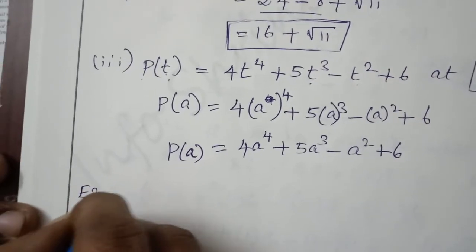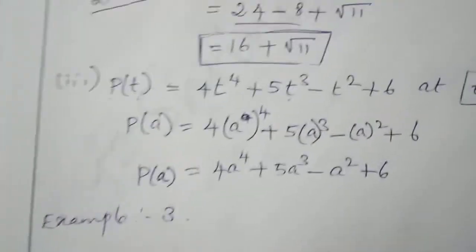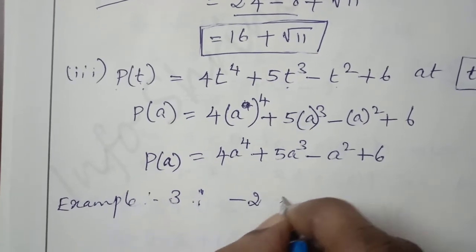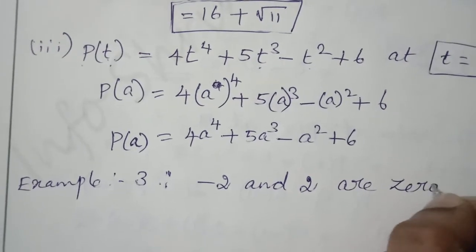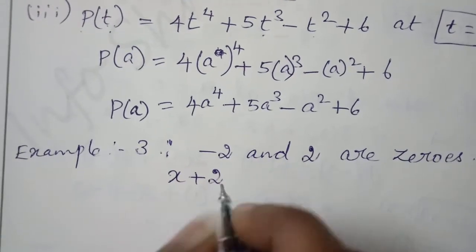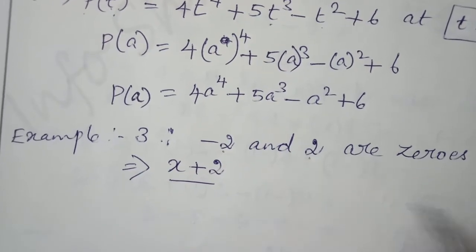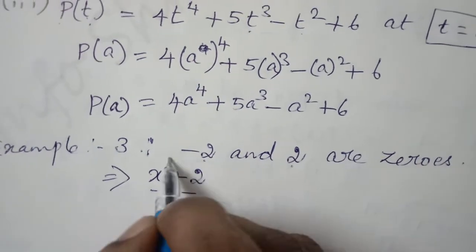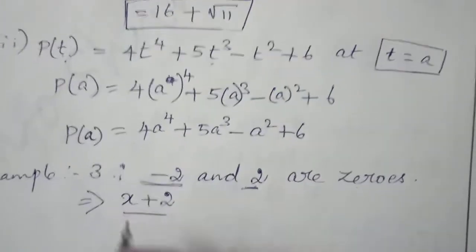Now example 3. Now look at page number 33, example 3. Check whether minus 2 and 2 are zeros. We need to check whether these are zeros of the polynomial x plus 2. So for this x plus 2, we have to use minus 2 and plus 2, and we have to find out which one is 0. Again, let me read the question once again. Check whether minus 2 and 2 are zeros of the polynomial x plus 2.